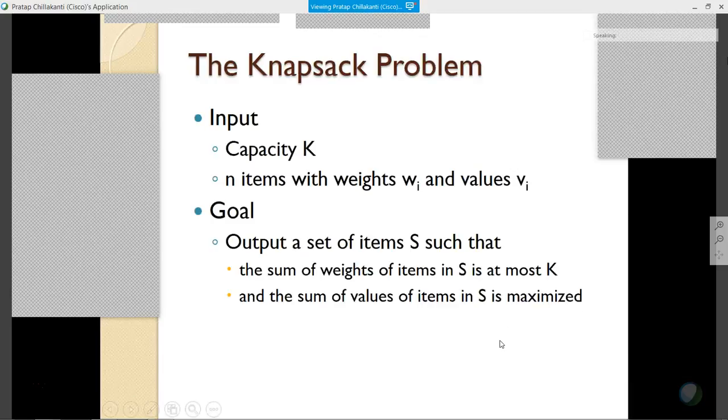Okay. So what is an abstract problem again? The input is capacity K. Okay. And we have n items with weights. Remember, whenever we talk about items, we talk about weights and values. Okay. And the output is a set of items S such that the sum of weights is at most K, because it has to be less than or equal to K, the total capacity. And the sum of values of items in S is maximized. Okay. That is what the knapsack problem is.